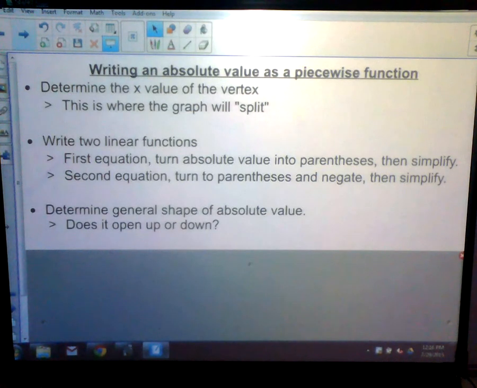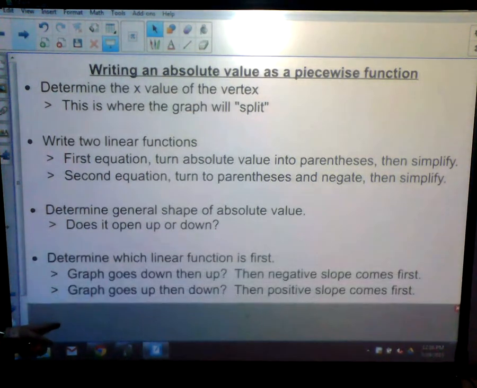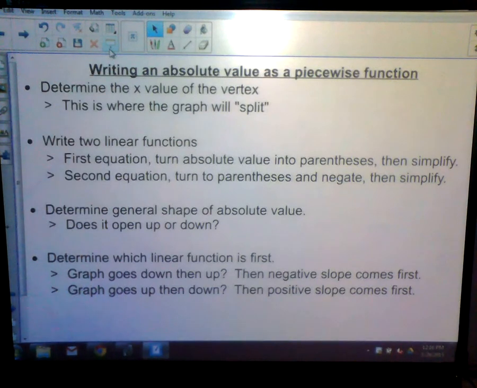Determine the general shape. Does it open up or down? Determine which function goes first. If it goes down then up, then negative slope comes first. If it goes up then down, then positive slope comes first.